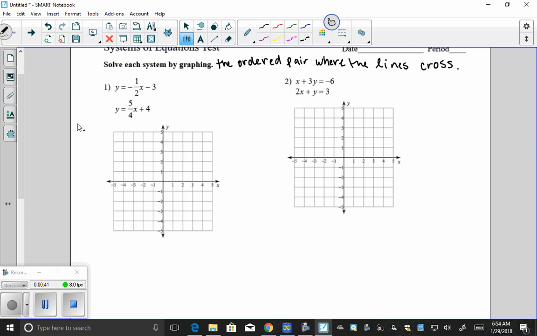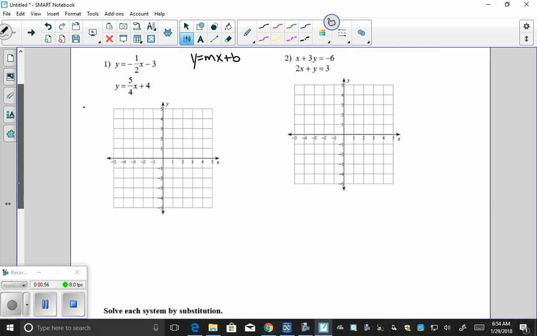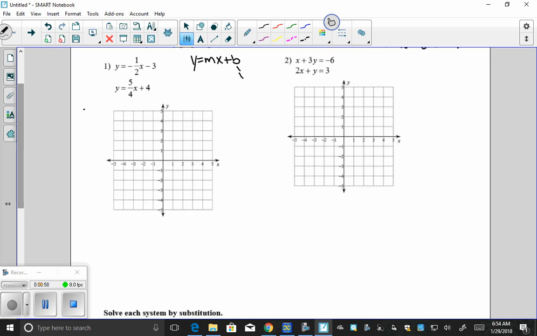In order to graph these, you have to put the equations in y equals mx plus b. So your first problem, number 1, both of my equations are in y equals mx plus b. Remember, b is your y-intercept. So I'm going to put a point at -3.